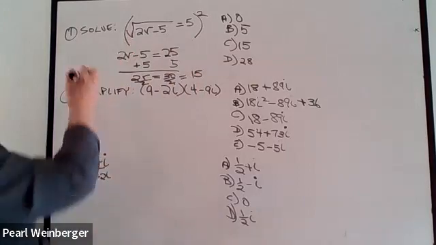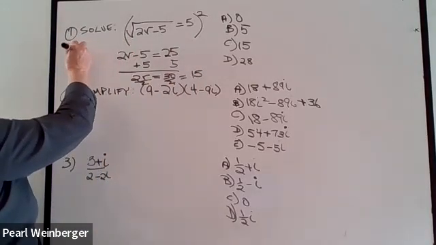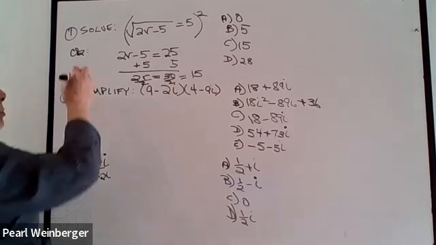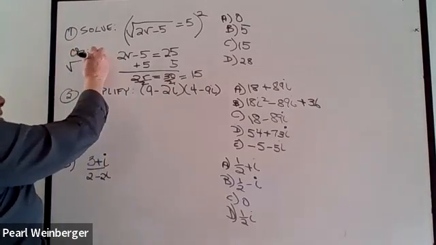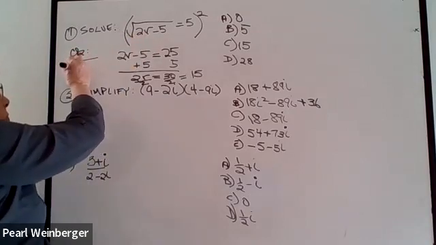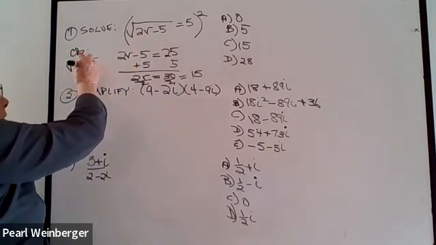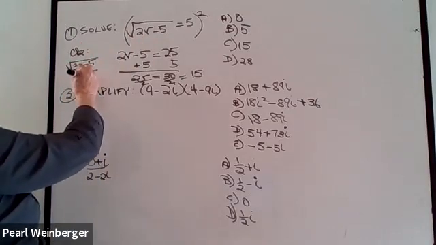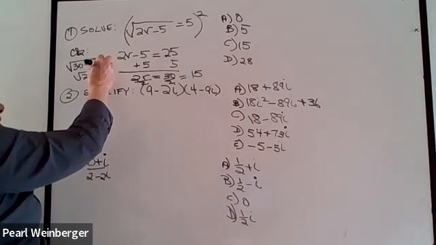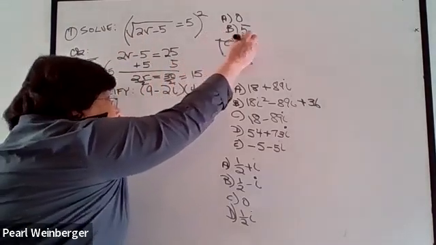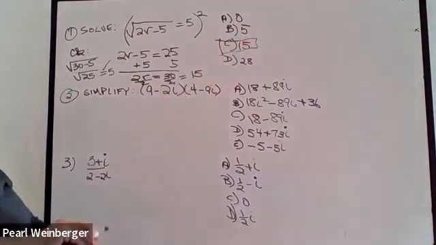Notice we have to check if that's a good answer, because anytime you have a radical, you have to check the answer. So if I'm checking the answer, I'm doing 2 times 15, which is 30, minus 5 in the square root, which is the square root of 25. And that does indeed equal 5. It checks. So my answer is choice C.